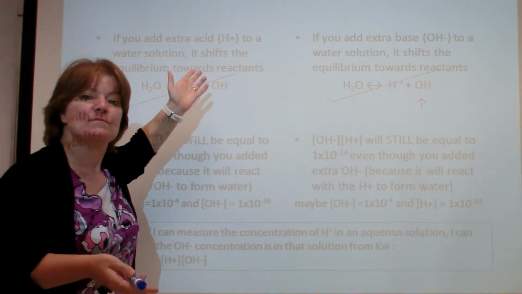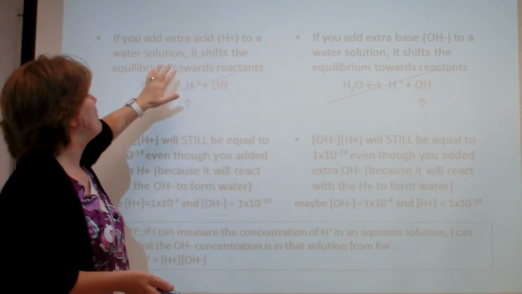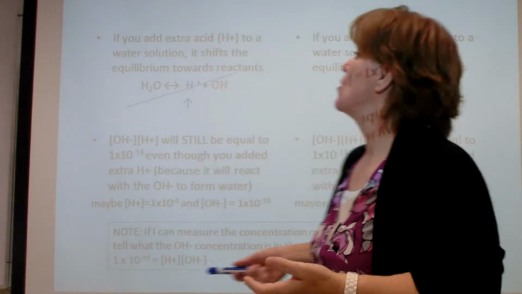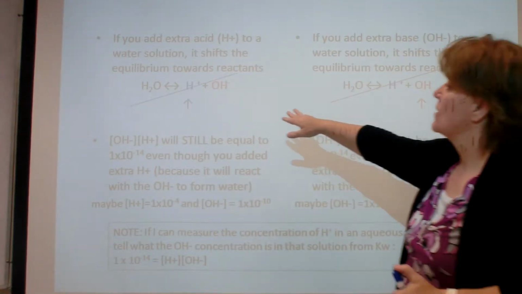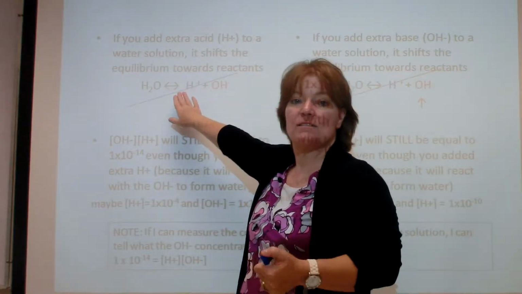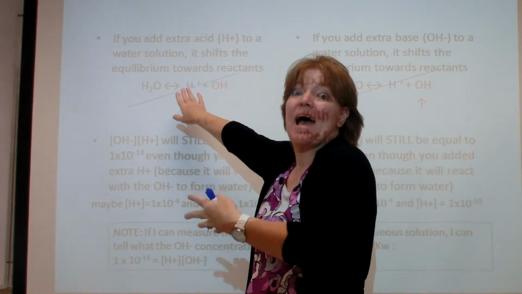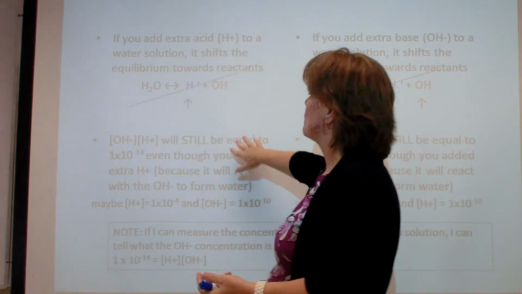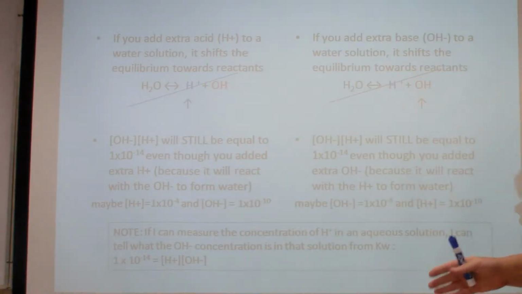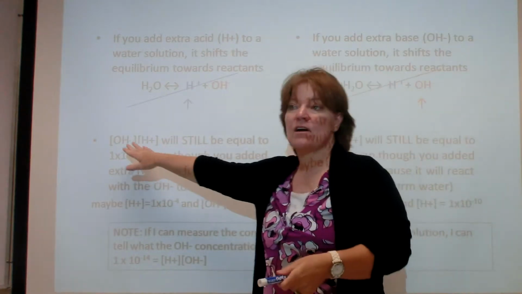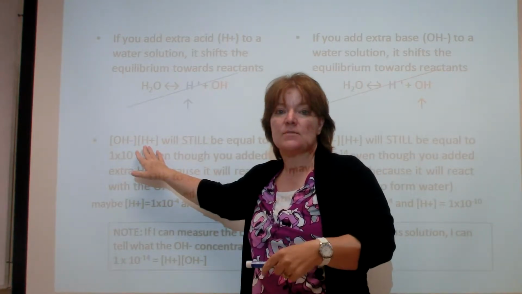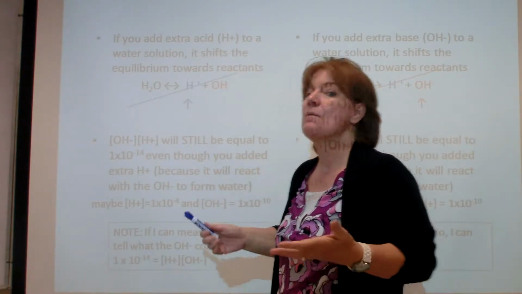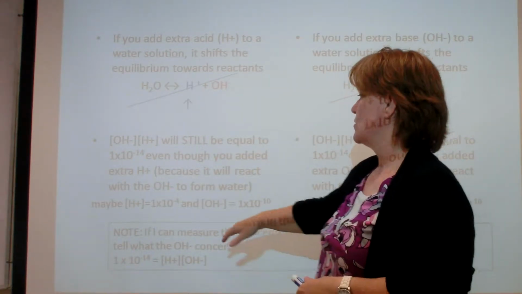So how would I get them to be unequal? Well, if I add extra acid, then that extra acid is going to be reacting with the water. Remember, add extra acid. We talked about this with Le Chatelier. I'm adding product. It's going to shift to make more water, which is going to end up reducing it. I will still have the concentration of OH minus times the concentration of H plus equal to 1 times 10 to the negative 14, but now they won't be the same value.